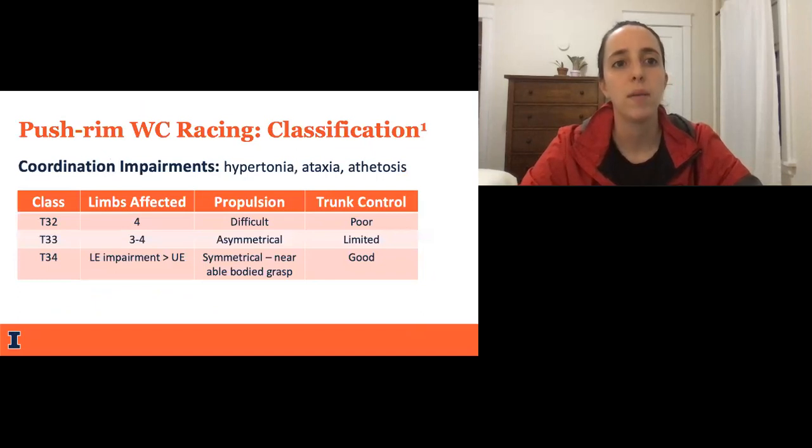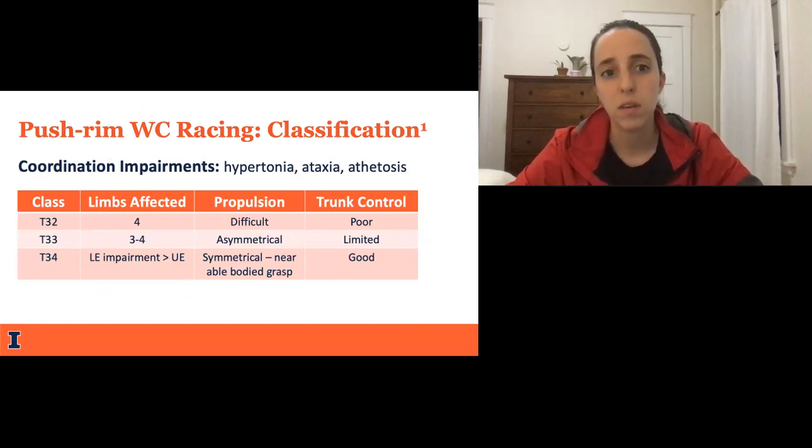They might have impaired upper extremity or lower extremity function, and they might have intellectual or visual impairments. So we'll start off talking about the coordination impairment classifications. These include class T32, T33, and T34. Common impairments in this class are hypertonia, ataxia, and athetosis. So a common diagnosis in this class will be CP.